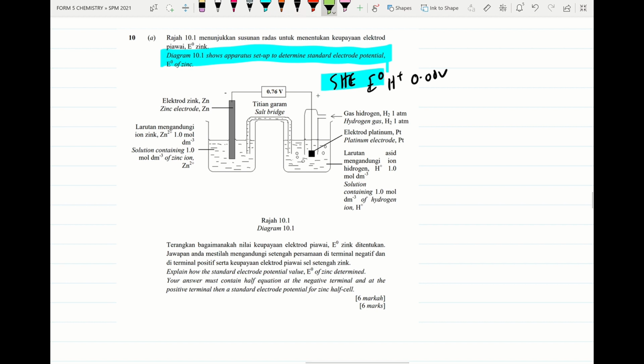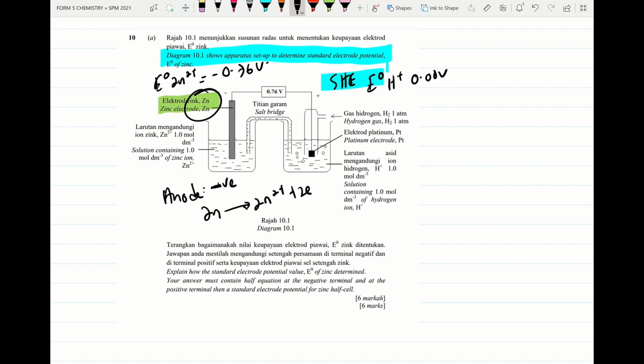All right, so here they use zinc electrode. So the E naught value of zinc ion, please remember, is negative 0.76 volt. So the anode will be the negative terminal, sorry. So the anode will be the zinc electrode. So choose the zinc electrode: zinc ionizes and forms zinc 2+ ion.